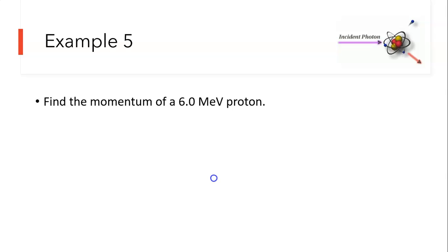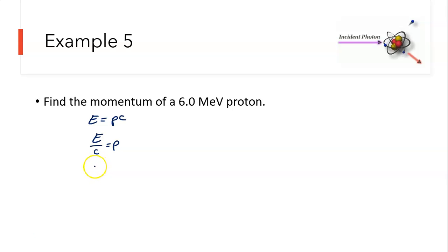But what if we wanted to find the momentum with this electron? Well, this is actually a little bit easier. In this case, E is equal to PC, or E over C, is equal to momentum.